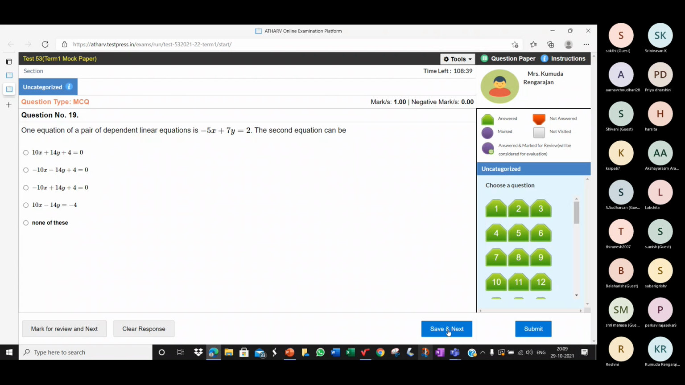Option B, ma'am. Yes. Shabali Krish, yes. 10x minus 14y is equal to minus 7. Sorry, please tell me the option A, B, C, D, or E. D. D for dog. Okay. Friends, do you agree? Yes, ma'am.